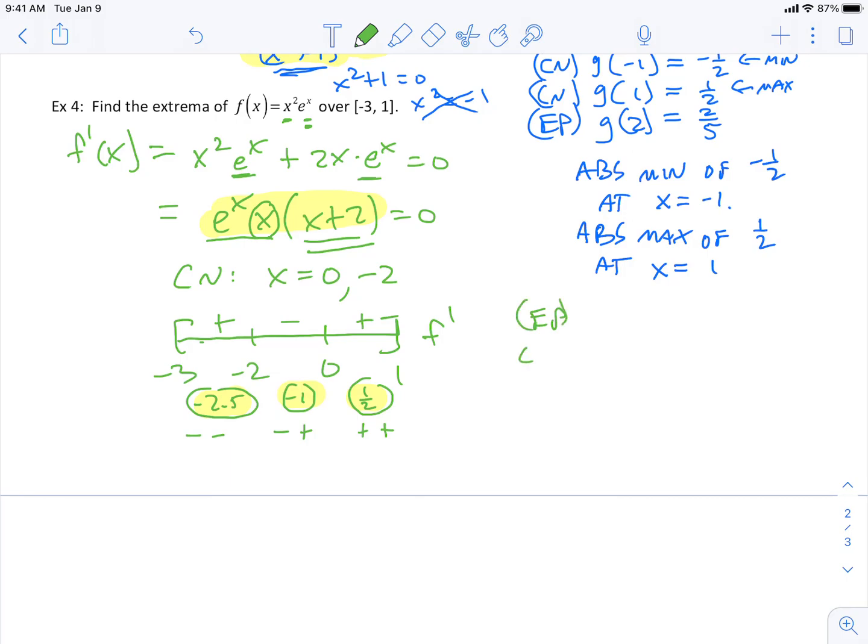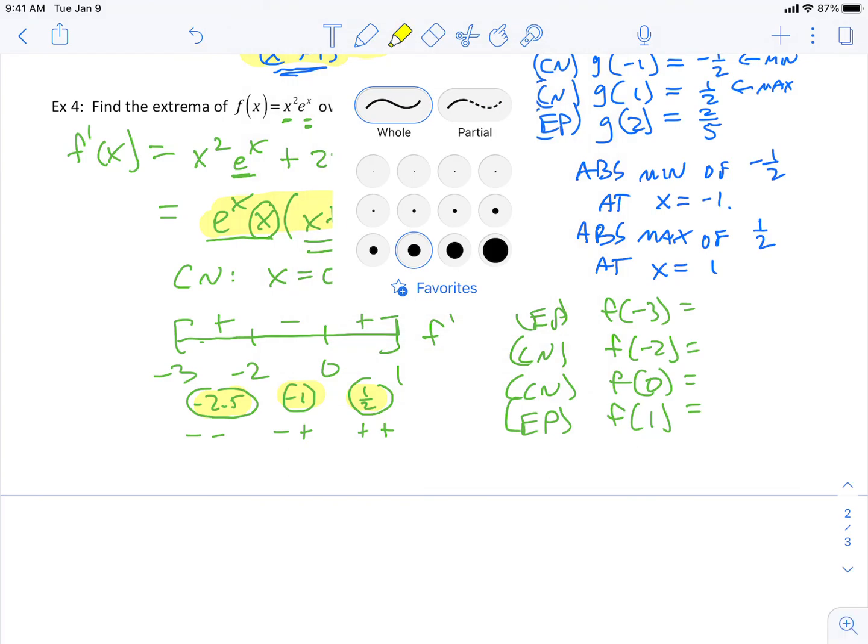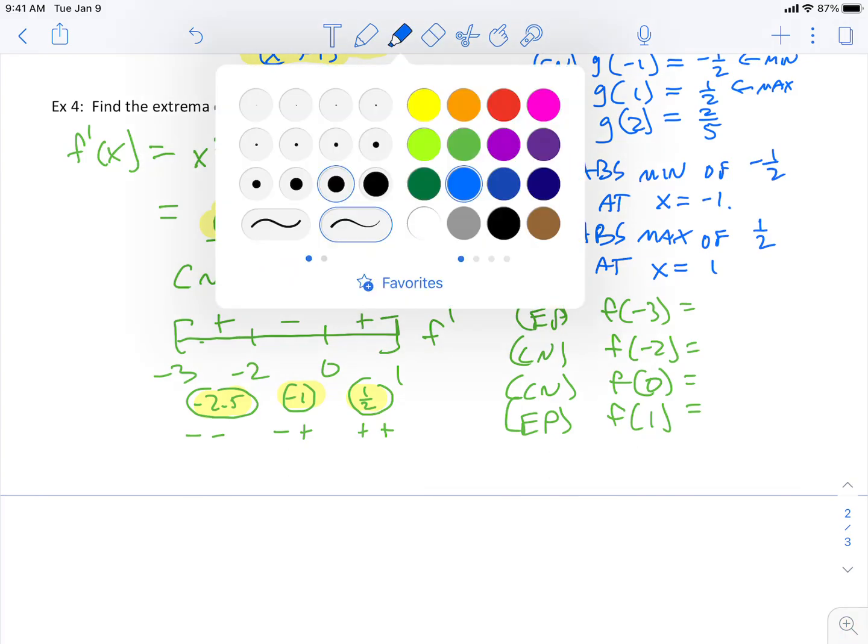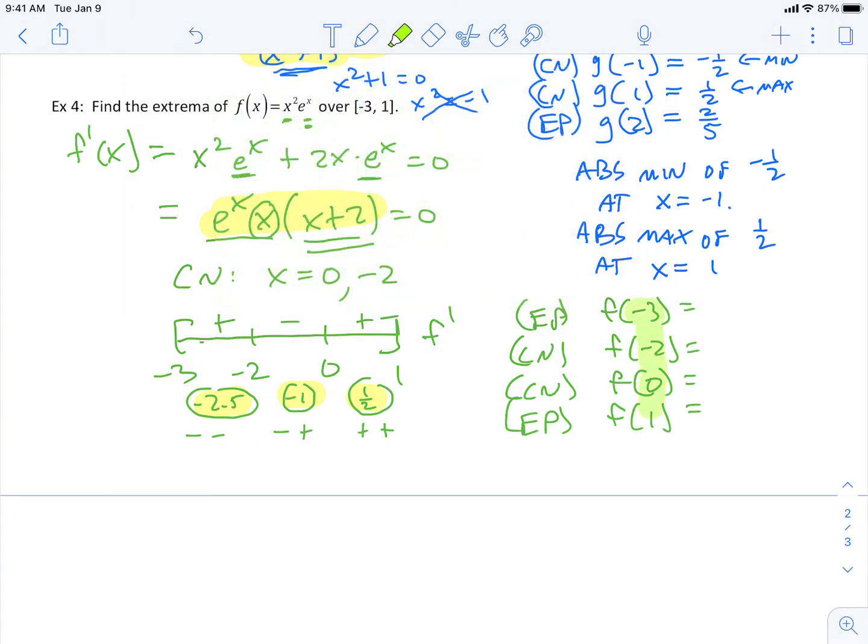So we have endpoints and 2 critical numbers, and we're going to plug in -3, -2, 0, and 1. Again, now we're going back to the original function to figure out what we're going to get. When we do that, -3 squared is 9, so we get 9e to the -3. Here we'll get 4e to the -2. Plug in 0, 0 times 1 is 0. Plug in 1, you're just going to get e.